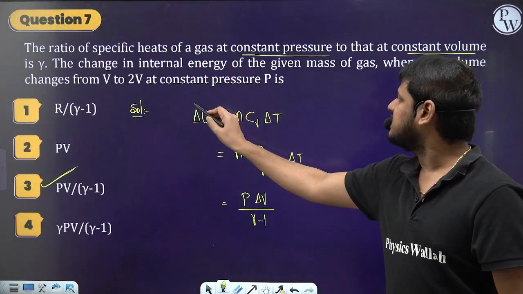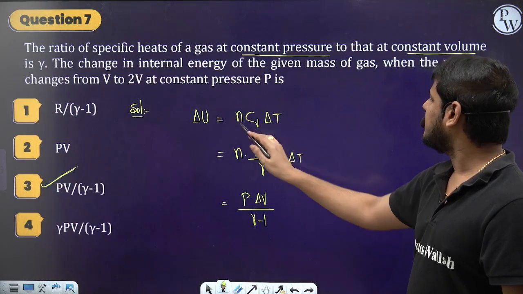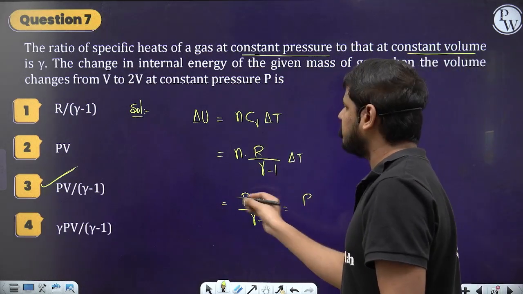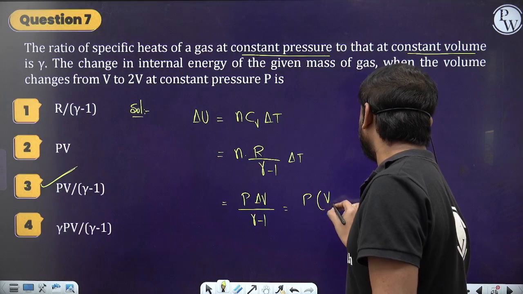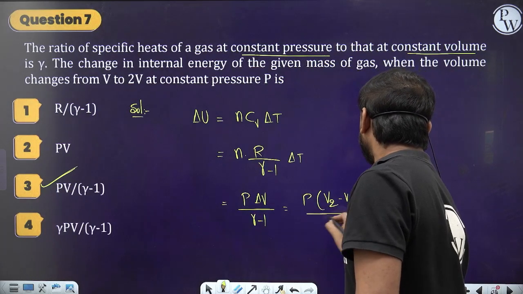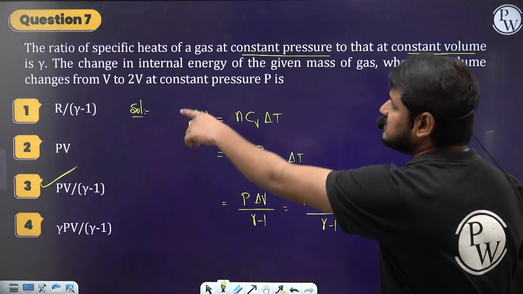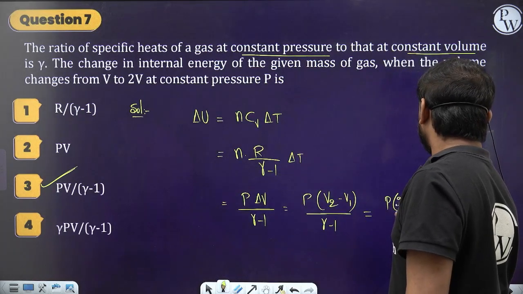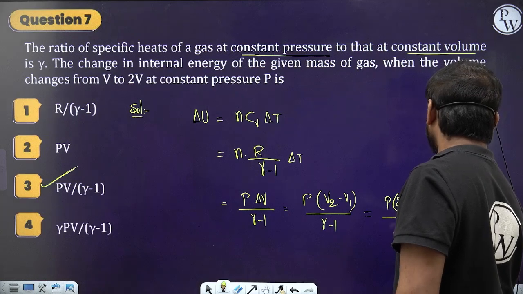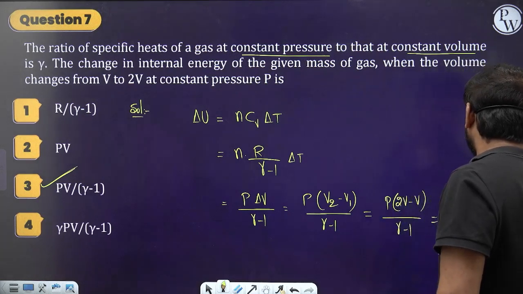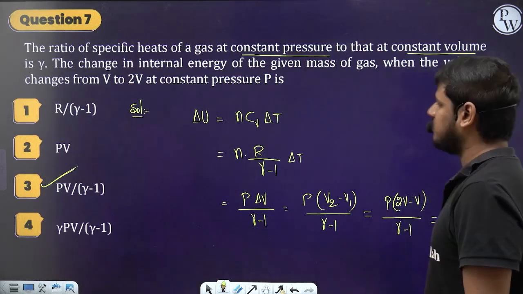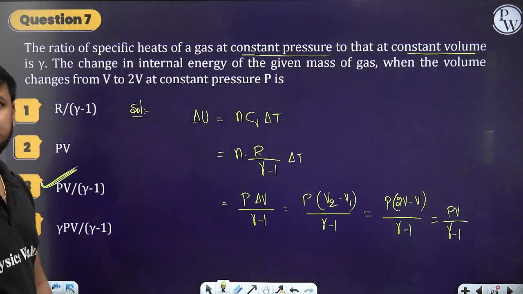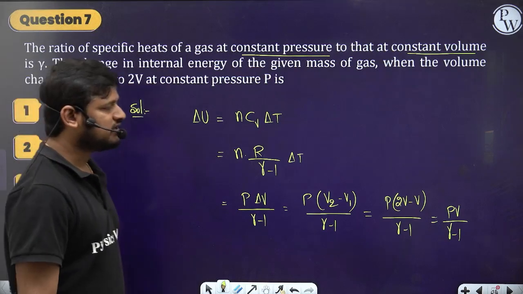Done. For the internal energy, we have only one formula. Here you can also choose P into (V2 minus V1) by gamma minus 1. In the question they said volume is changing from V2 to V. So P into (V2 minus V) by gamma minus 1, which is PV by gamma minus 1. Option 3. Done. Clear, everyone?